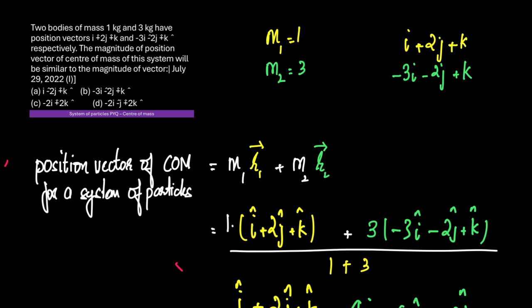We know that the position vector of the center of mass for a system of particles is equal to m1 r1 plus m2 r2, the whole divided by m1 plus m2, where r1 represents the position vector of mass 1 and r2 represents the position vector of mass 2. So m1 is 1, so we have 1 into i plus 2j plus k, and 3 into minus 3i minus 2j plus k.